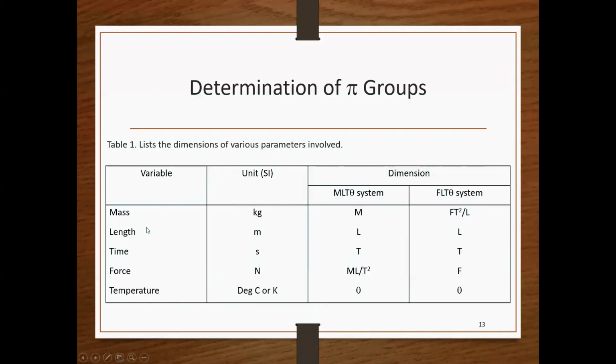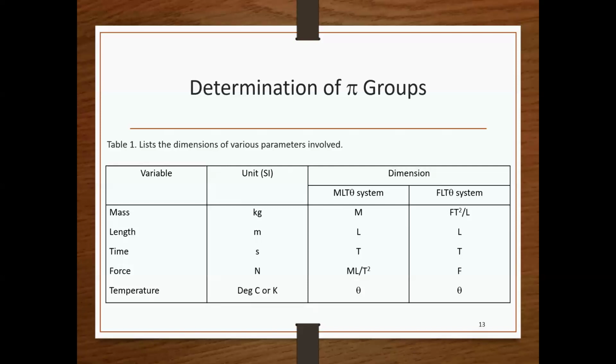Table 1 lists the dimensions of the parameters involved. Your variables are mass, length, time, force. The unit of mass is kilogram in SI, length is meter, time is second, force is Newton, temperature is degree C or Kelvin. Degree C here refers to the change of temperature. Okay? This temperature is a change of temperature.